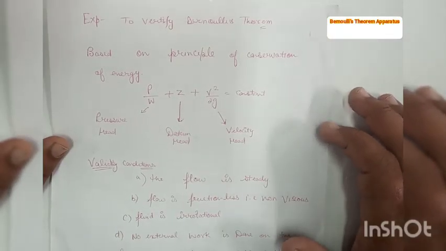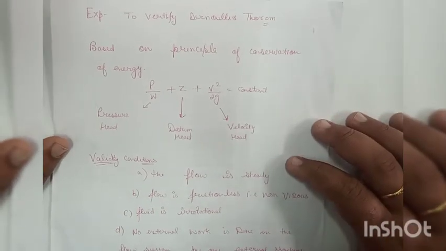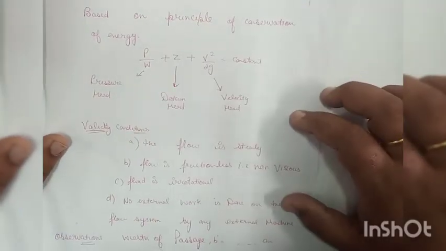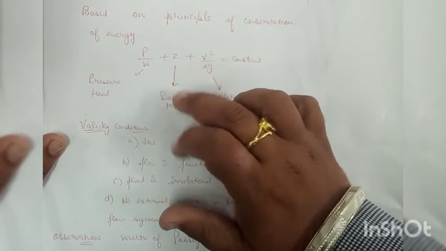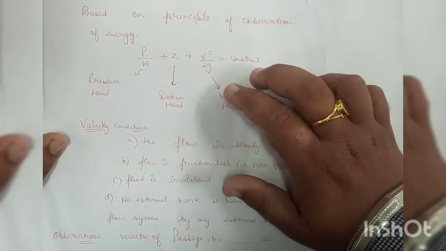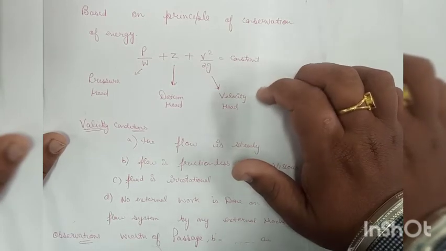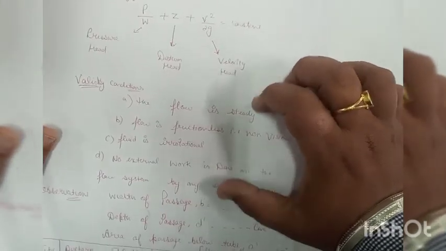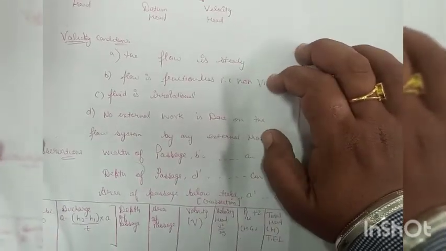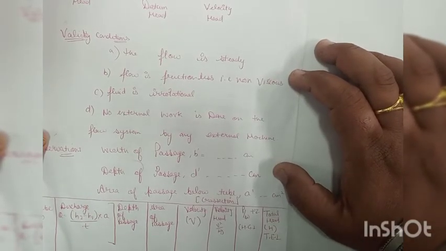As we discussed in the experiment, now we see how to calculate the quantities. First of all, based on the principle of conservation of energy, P by W is the pressure head, plus Z is the datum head, plus V square by 2G is the velocity head, which is equal to a constant, meaning at every point of the channel energy remains conserved. These are the conditions that must be met to perform the experiment to validate the Bernoulli equation.